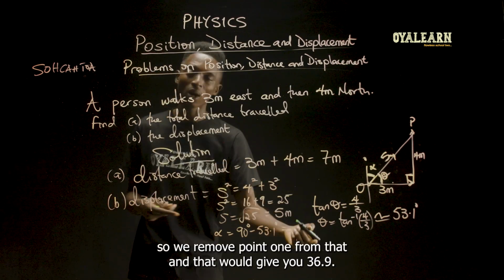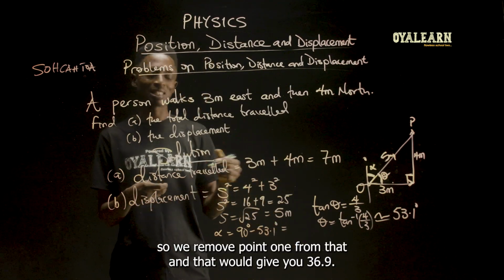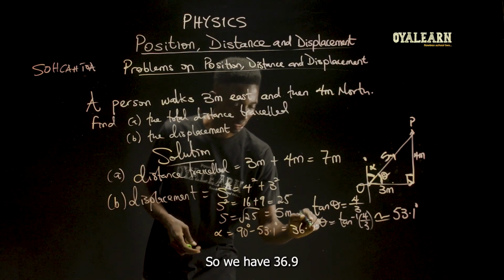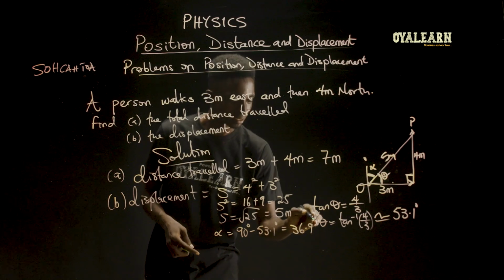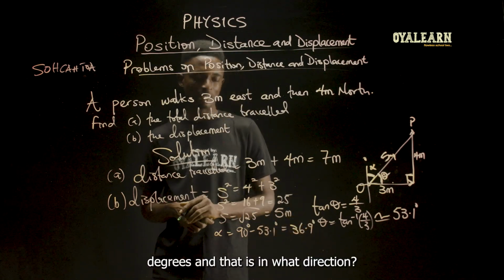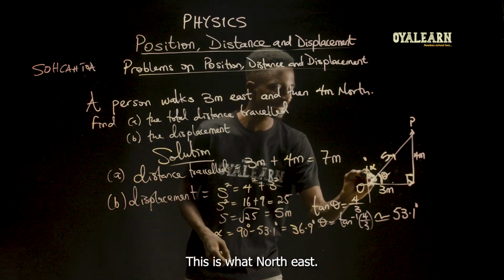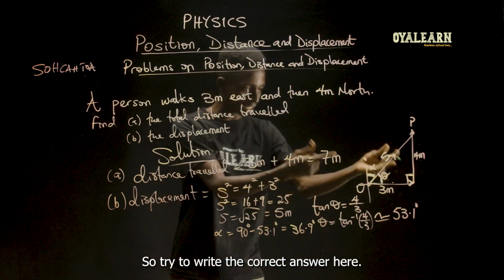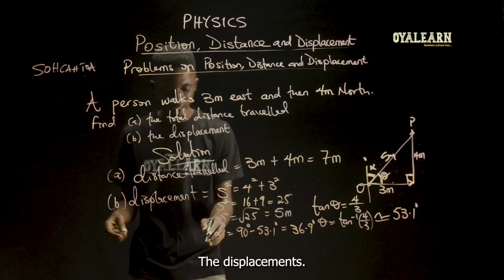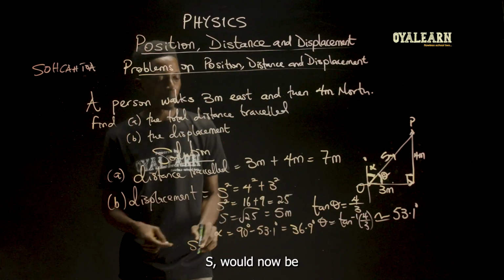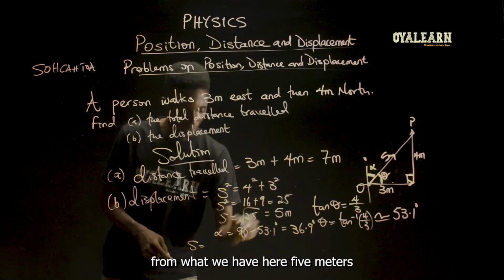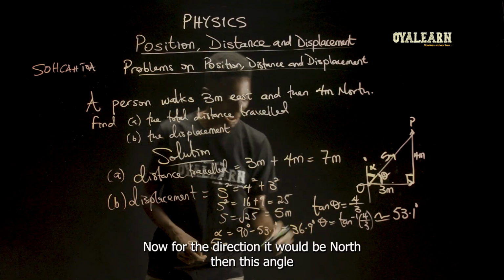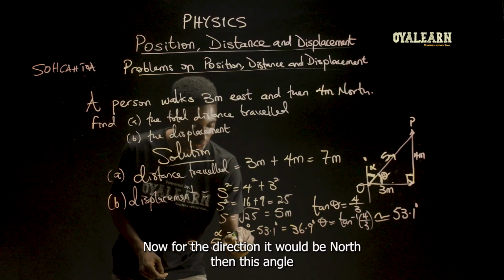So remove 0.1 from that and that will give you 36.9 degrees. And that is in what direction? This is what? Northeast. So to write the correct answer here, the displacement S will now be, from what we have here, 5 meters. Now for the direction, it will be north.